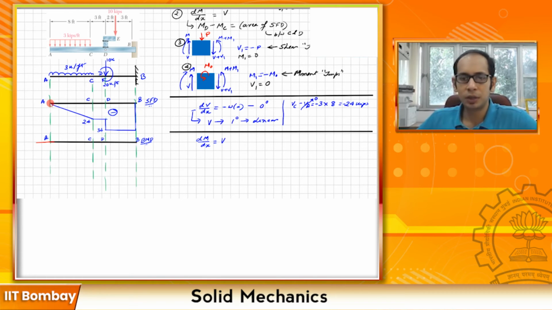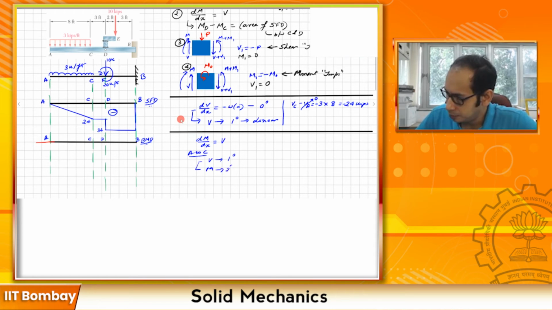Now let's try to find how the variation is going to be. From A to C, V is linear. So from A to C, V is degree 1. That tells you that your moment, if you integrate this, will be quadratic, right? So that means it's a quadratic.